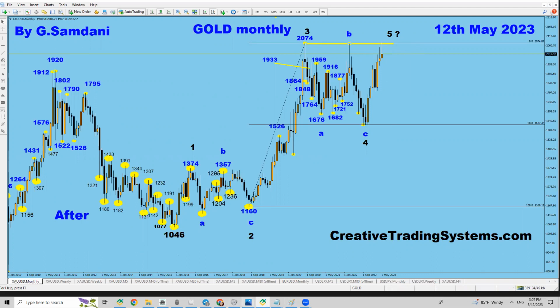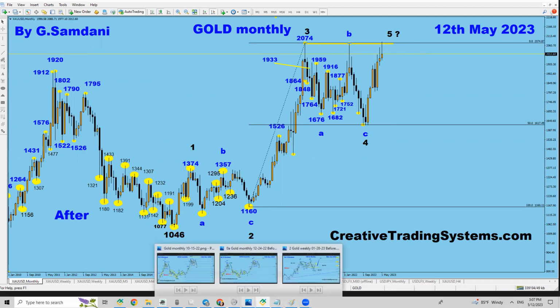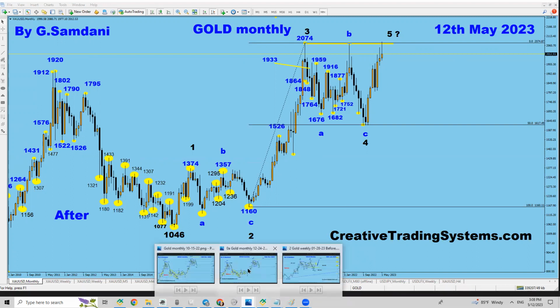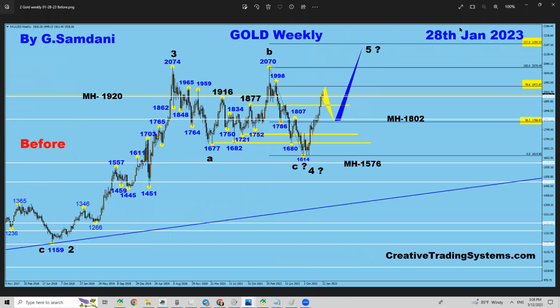So this is the monthly chart story. I also made a weekly chart. Let me show you that. This is the weekly chart I made in January, the story of October, right? So this is the 28th of January, almost the end of January. When we were here, I said we're going to drop back first to 1802, then go to the upside. And again, the hurdle was going to be these two highs, right? But we have to drop first and then go to the upside.